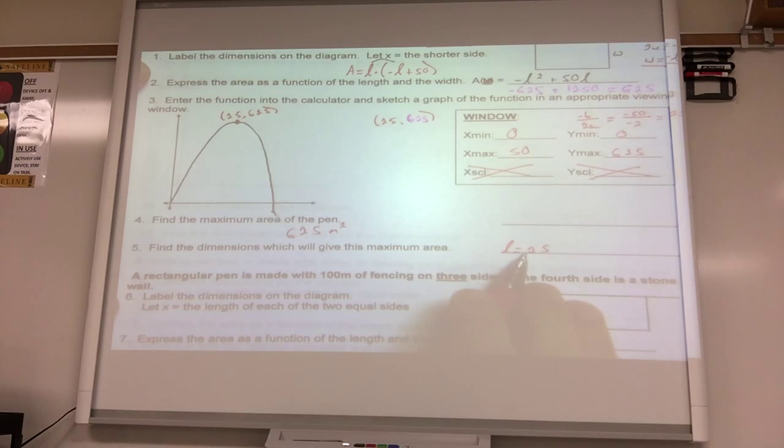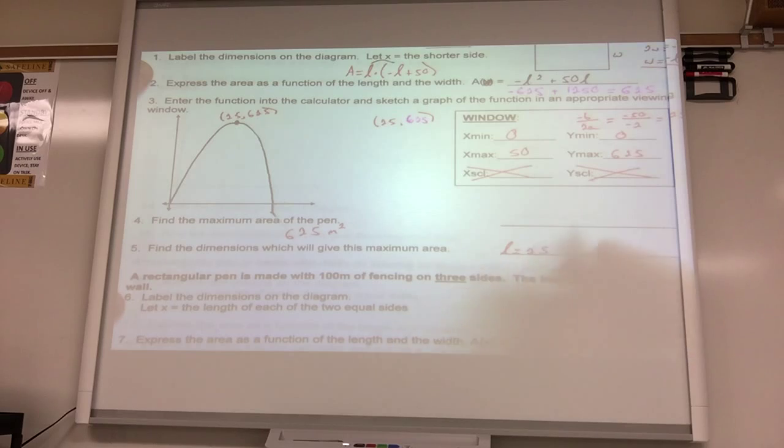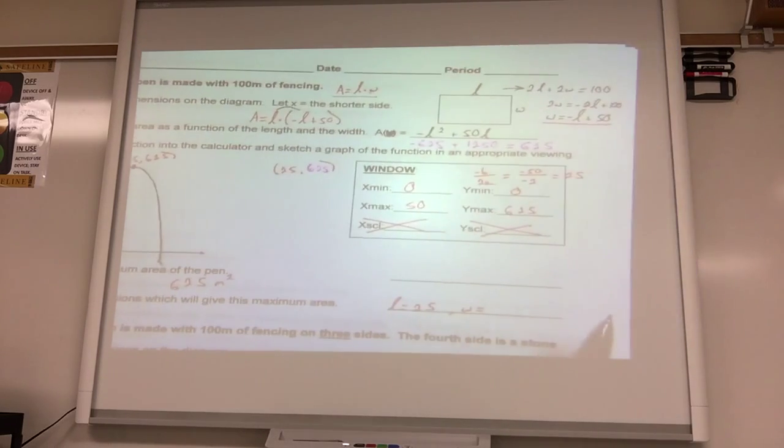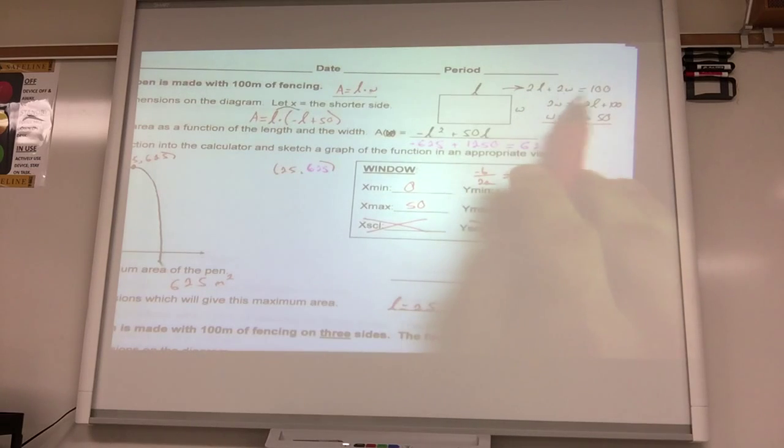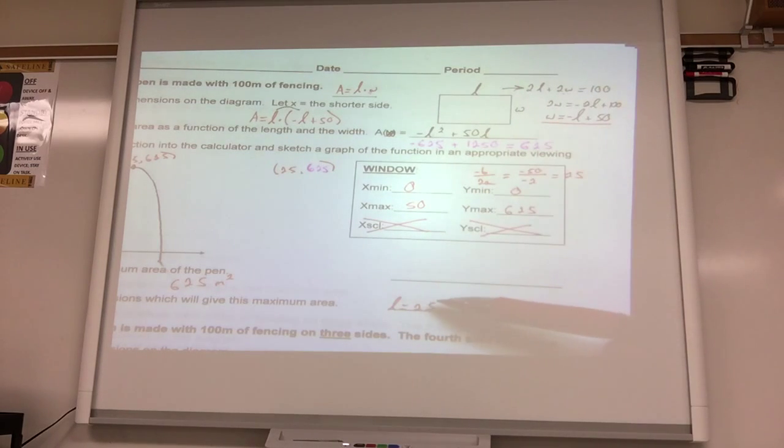So use that dimension, okay? Use that dimension to find the other dimensions. So think about it. Here's your length. Question is, what's the width? Come back up over here. It says that 2 length and 2 width has to equal 100. So if the length is 25, you've got 2 times 25, so that's 50, plus 2 width equals 100.